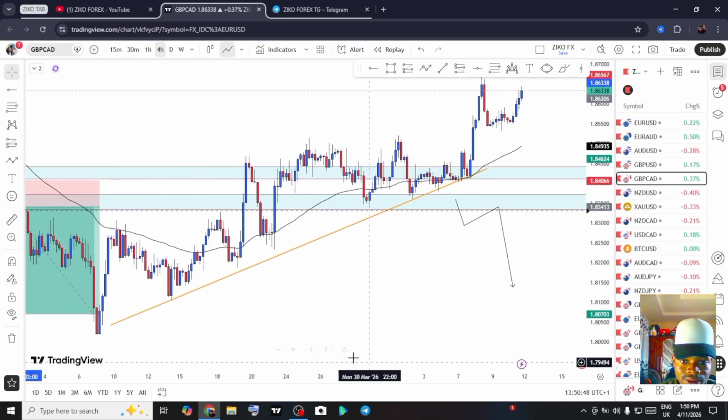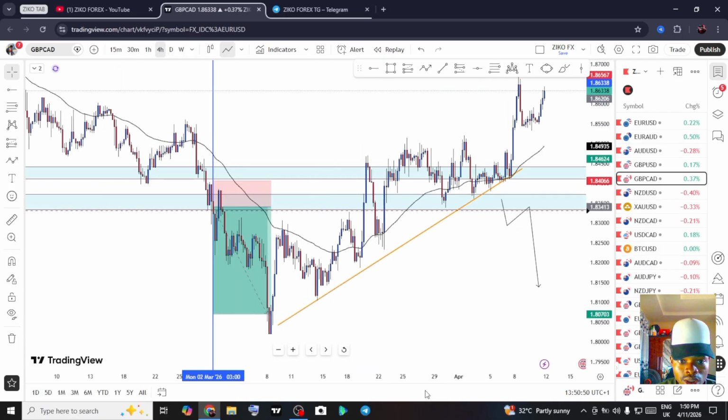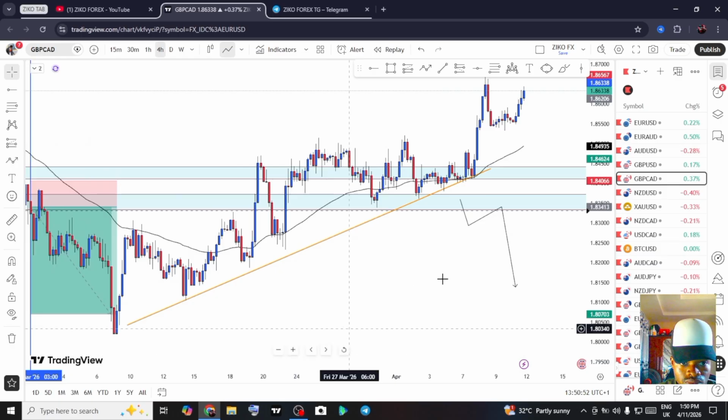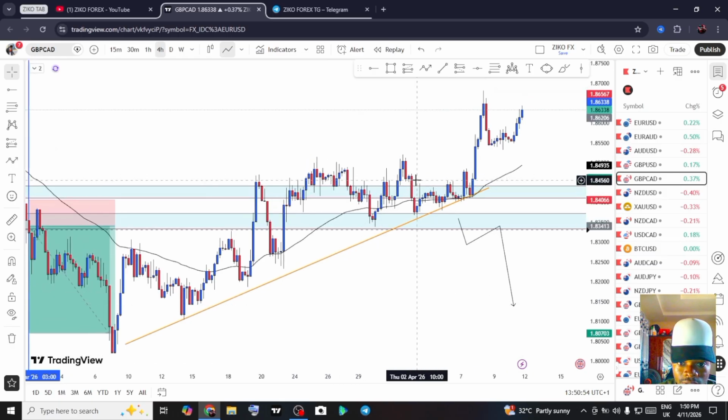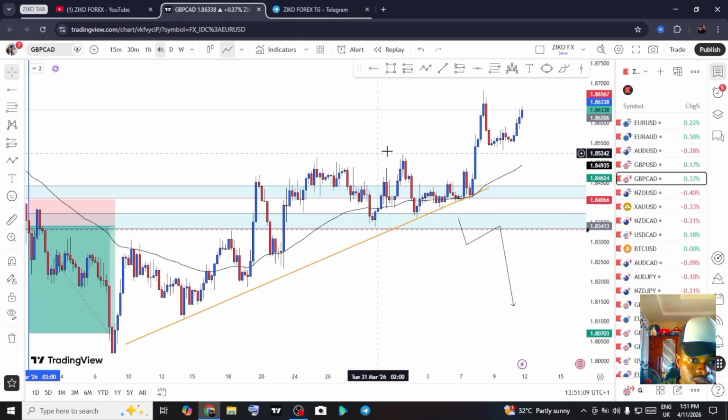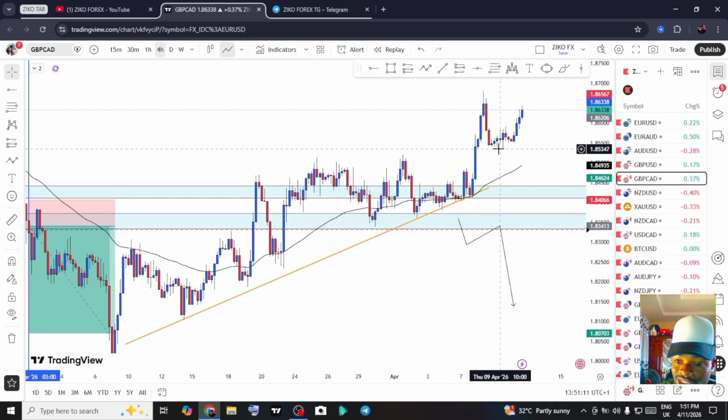GBP CAD is another pair. GBP CAD was a pair I was calling last week. I was looking to sell this market if we have a break and retest under the daily area of interest, right? That's why my alert is right here, because I was waiting for price to get under this area, which never happened. And that was the trade that I took, the first trade last week.